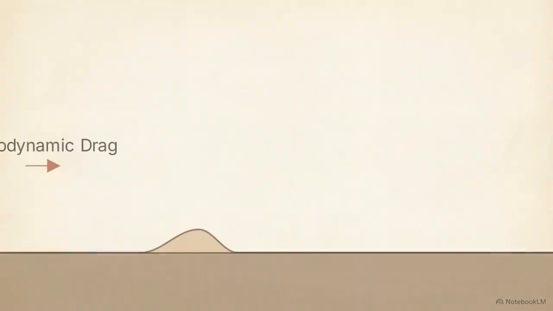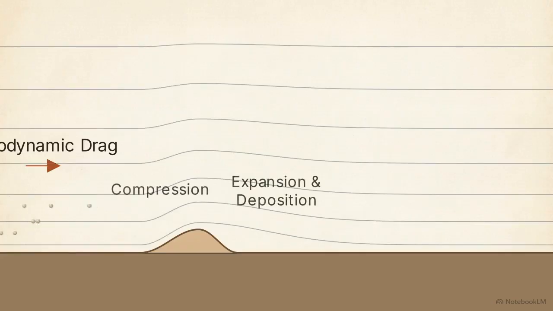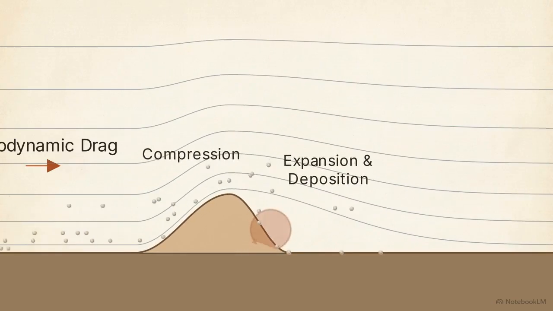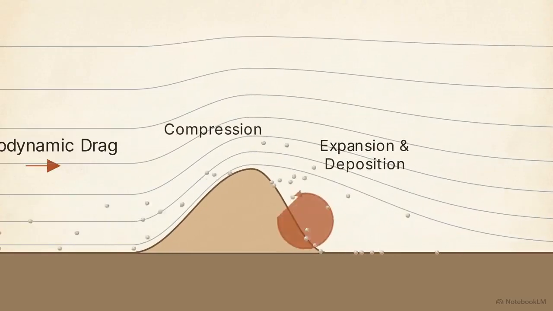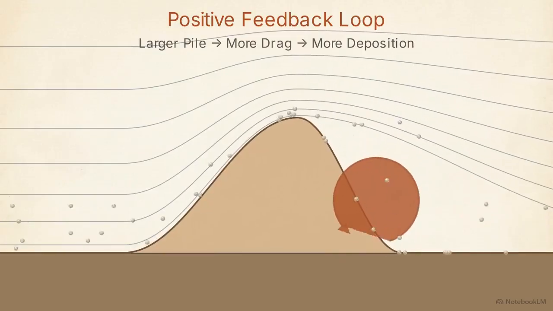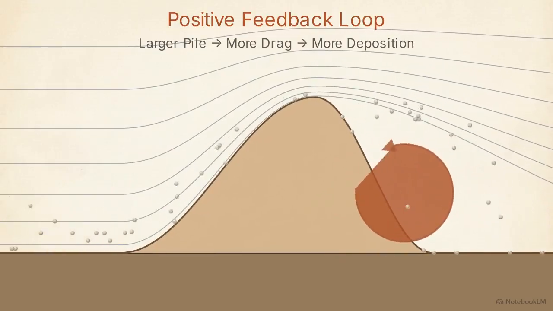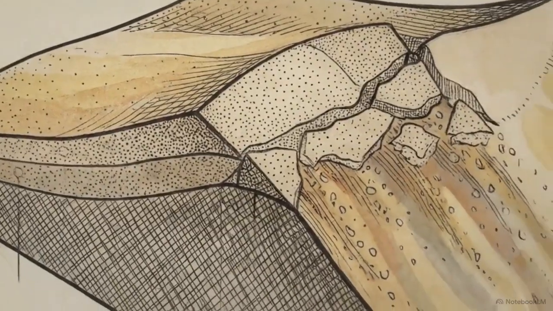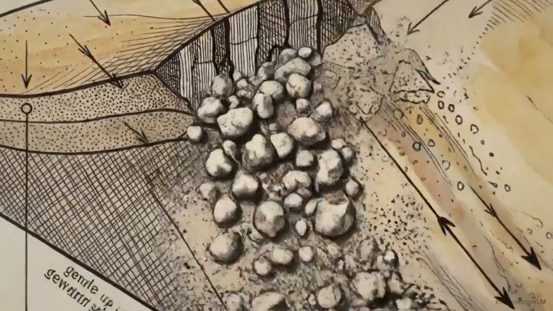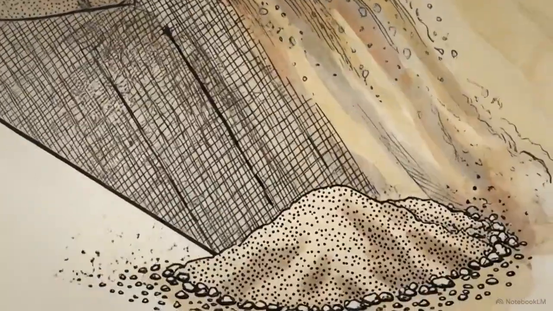The pile increases aerodynamic drag. Wind vectors compress over the top and expand on the lee side, dropping saltating particles. As more sand drops, the pile grows, creating exponentially more drag in a positive feedback loop. Once the slope angle becomes too steep, the dune collapses under its own weight, causing the entire landform to slowly migrate downwind.